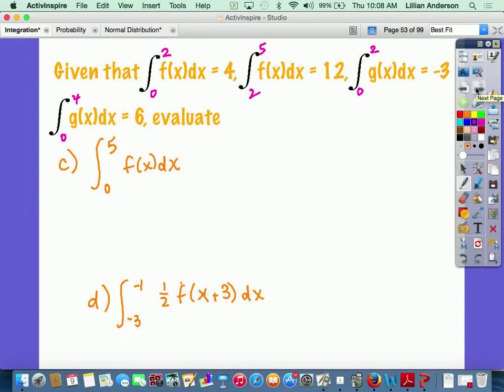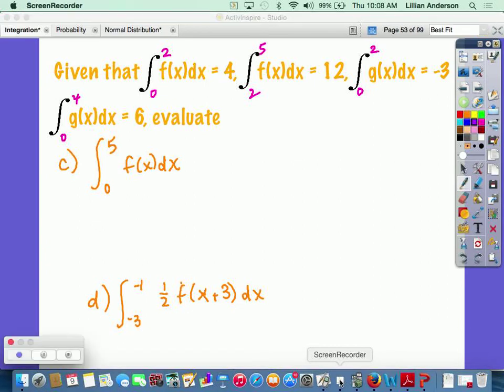Okay? So give me a second to write down C and D. It's the same problem, but here's C and D, and I'm going to put E. So let's look at C. This says the integral from 0 to 5 of f of x. But I don't have a 0 to 5 f of x in my original problem.